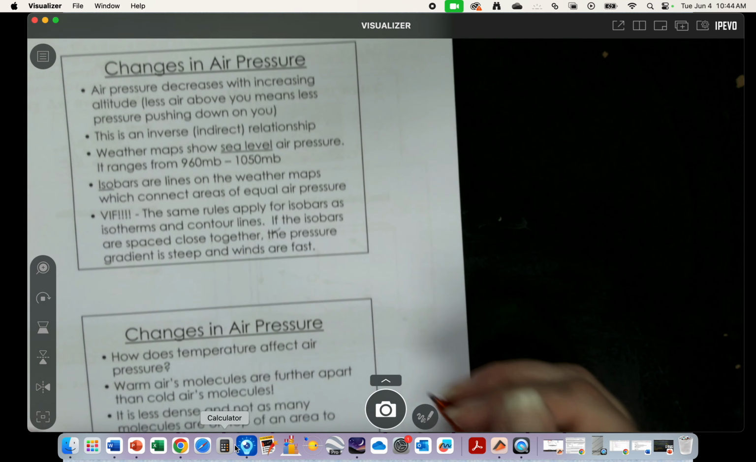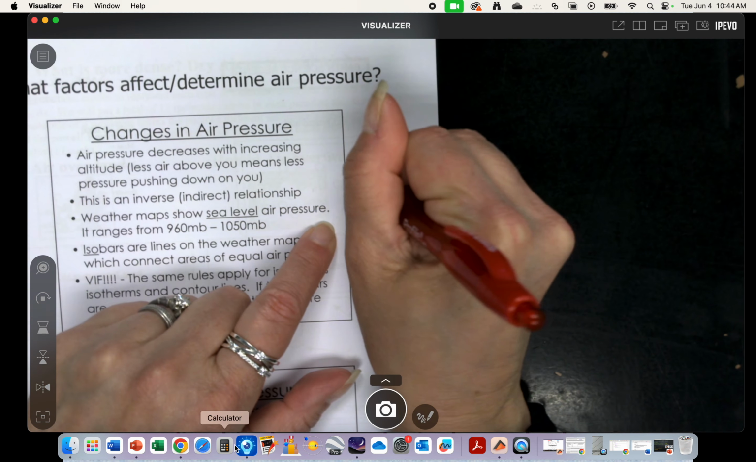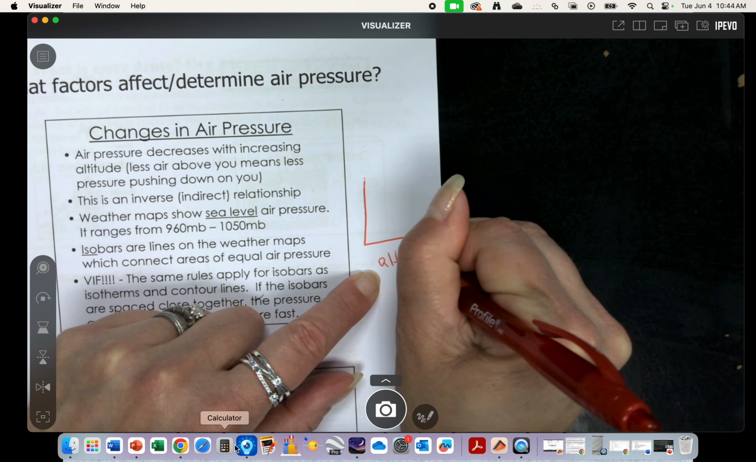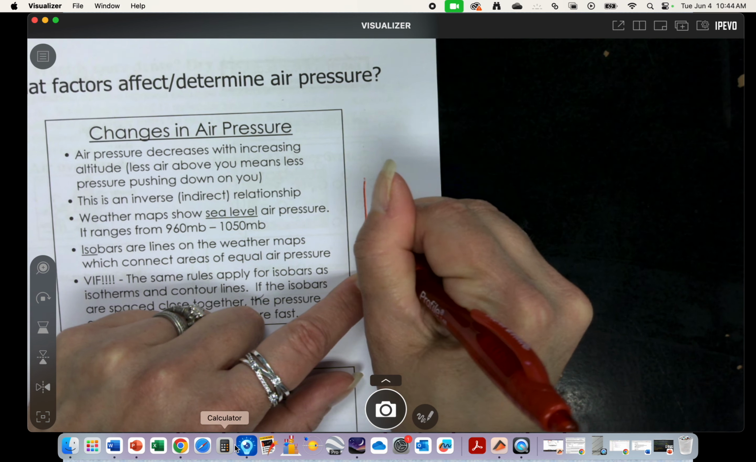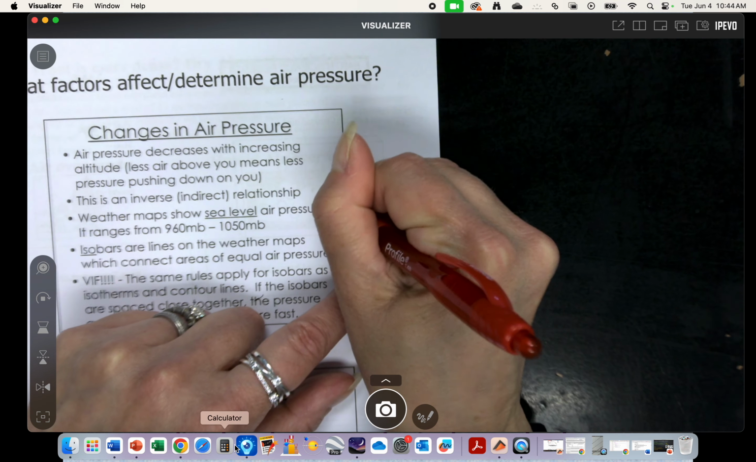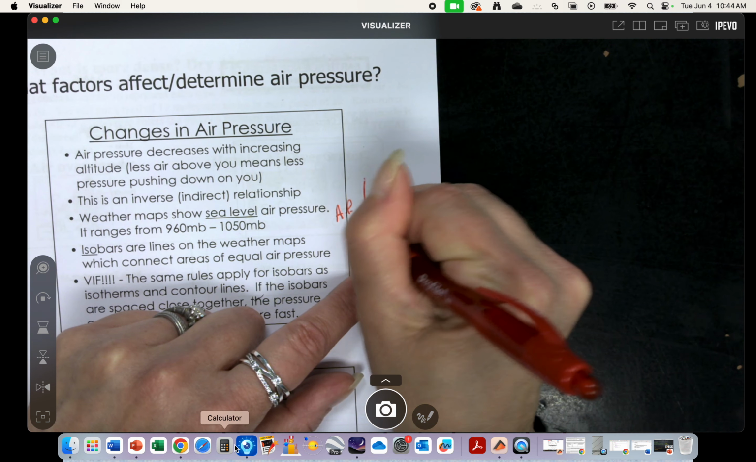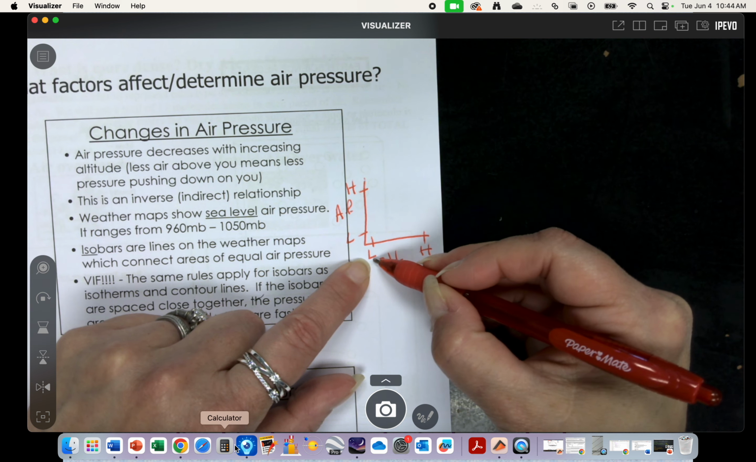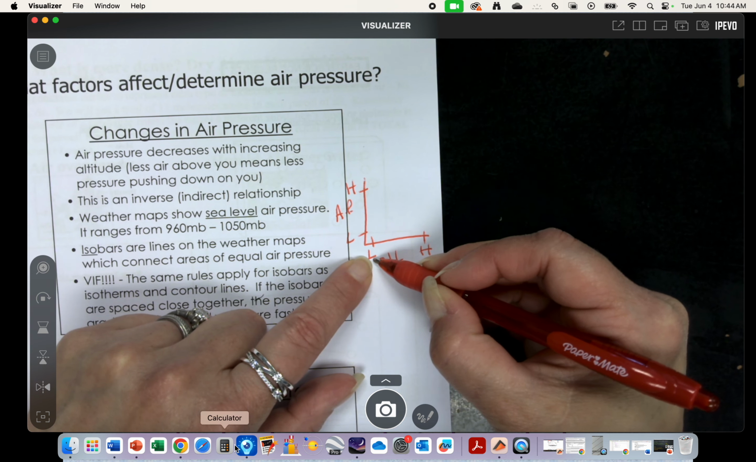So if we just make a little graph here, right? Altitude is our independent variable, and we're at a low altitude or a high altitude, and air pressure is our dependent variable. We're at a low air pressure or high air pressure. If our altitude is low, we're closer to Earth's surface.